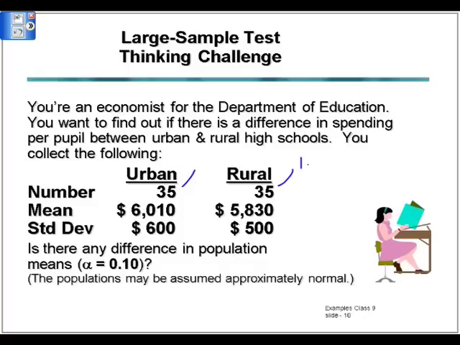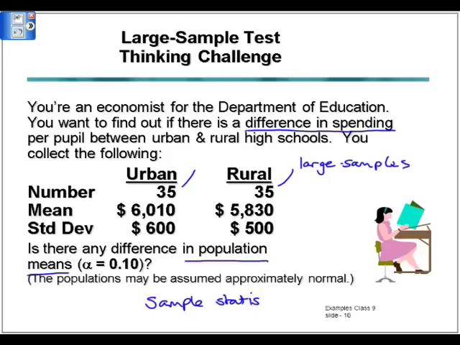So in this example, our population means, we're looking to see if there's a difference in spending per pupil between urban and rural high schools. So these are sample statistics. So clearly we do not have the population standard deviation here. This is sample statistics, and we are given that assumption that we need to be able to make, that the populations may be assumed to be approximately normal. So how do we go about doing this test?